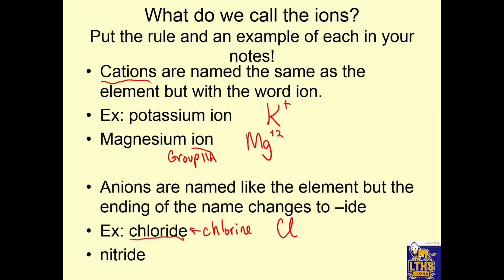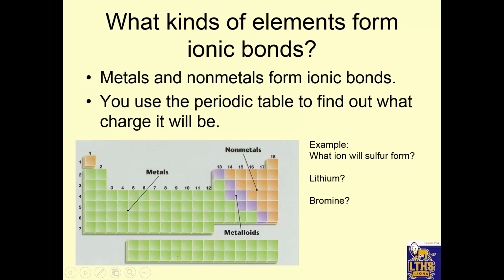So you have a symbol Cl, and then you know it's a negative 1 charge because they're in group 7A, which makes negative 1 charge ions. Nitride came from nitrogen, and it's in group 5A, so it has a negative 3 charge. Okay. All right, let's see what else we can do.